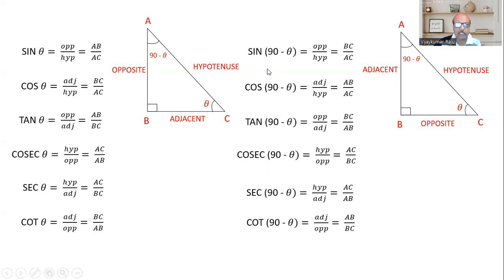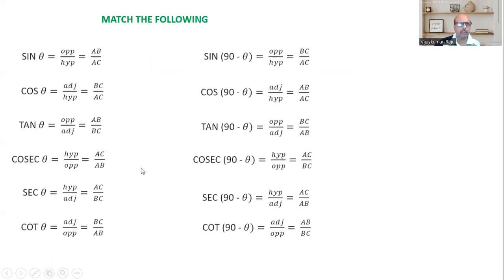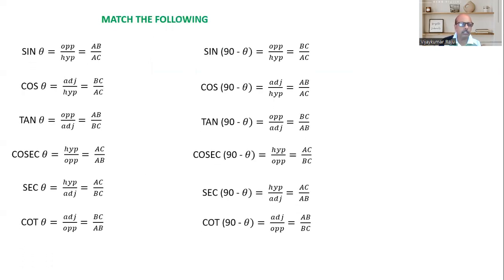So these are the 6 ratios using the complement angle, that is 90 minus theta. And these are the main angles using theta as the main angle. Okay. Now let us try to find a relation between these two. In what way are 90 minus theta and theta related with each other? For that, we just do something called match the following. So these are the 12 ratios which I have written, make a note of it. Now let us try to match them.